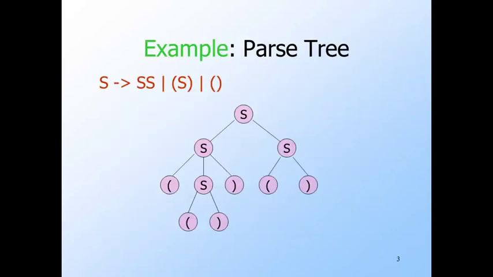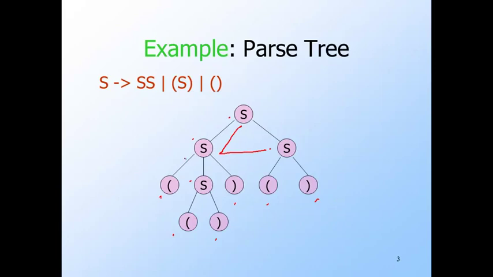Here's a parse tree using the grammar for balanced parentheses that we discussed earlier. Notice how each interior node is labeled by a variable. It's here, here, here, and here. It must be S because that's the only variable we have. Each leaf is labeled by a terminal, either a left or right parenthesis. These are here, here, here, here, here, and here. The production at the root is S goes to SS. You can sort of see that by looking at the root and its two children.